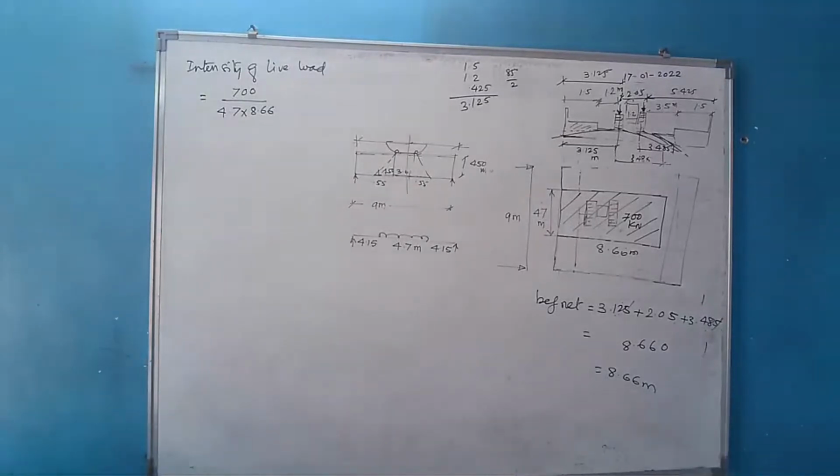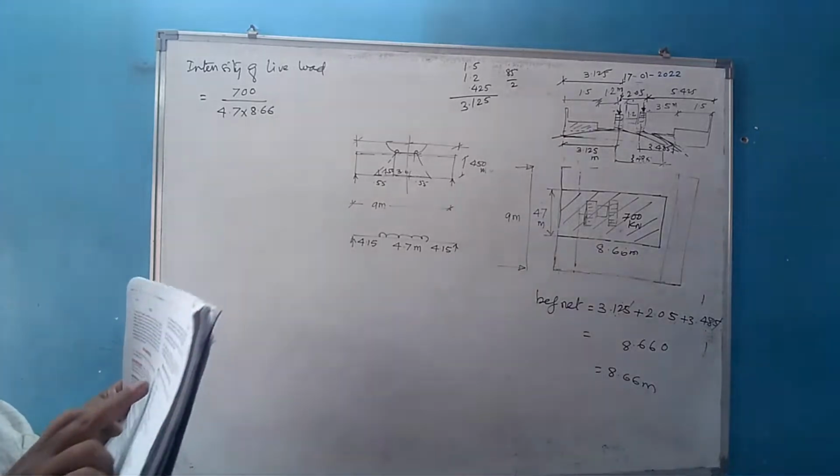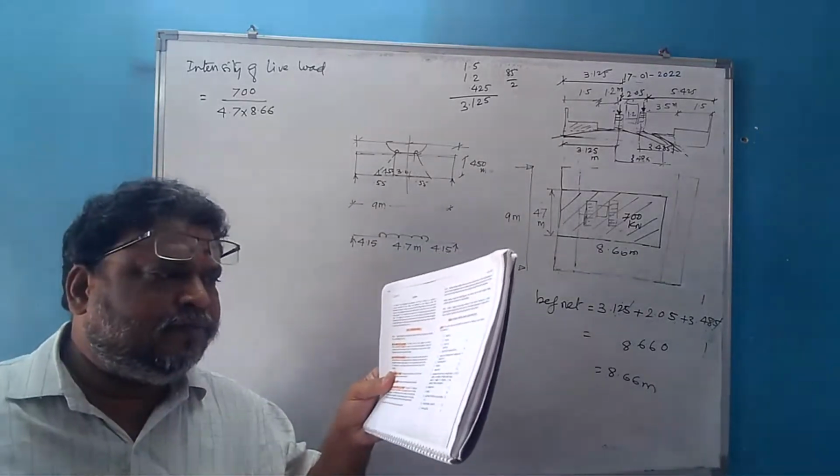Now if you'll see, if you'll refer IRC 6, what are different loads which are to be considered at the time of designing? So many different things are given here. Right? There is a list of load that is given here on page number 5, clause 202.1.